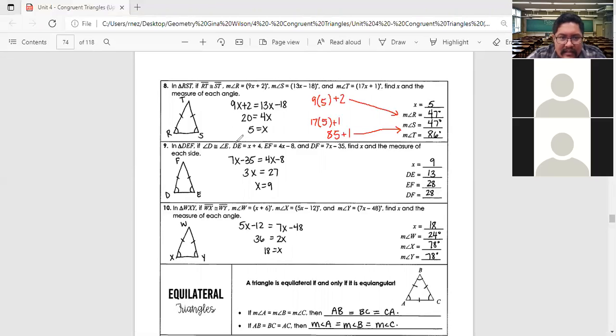So anyway, side DE, that's the bottom actually. This is the bottom, x plus 4. Side EF is 4x minus 8.